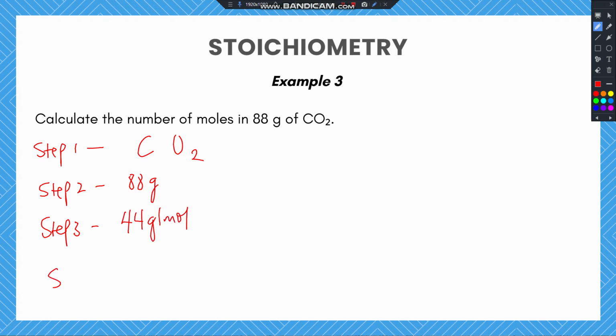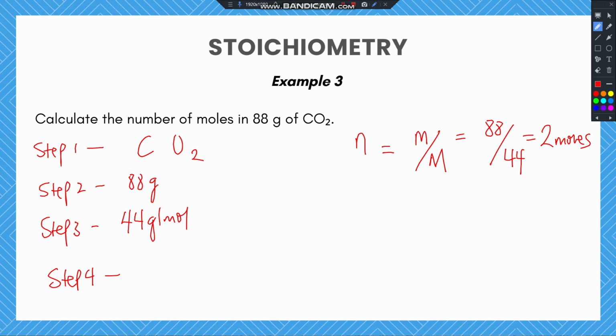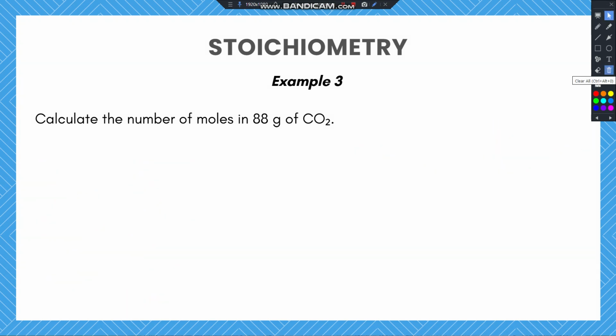And then step number 4 would be to substitute. So step number 4, we have the number of moles, N, is equal to the mass of the substance divided by the molar mass, M. The mass of the substance is 88 grams this time, divided by the molar mass, which is 44. We have 2 moles as our answer. So let's put that down, 2 moles.